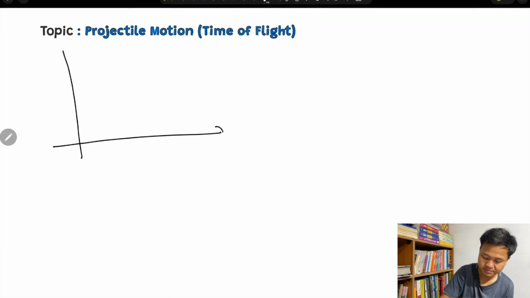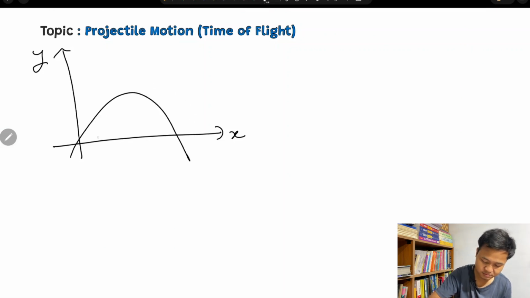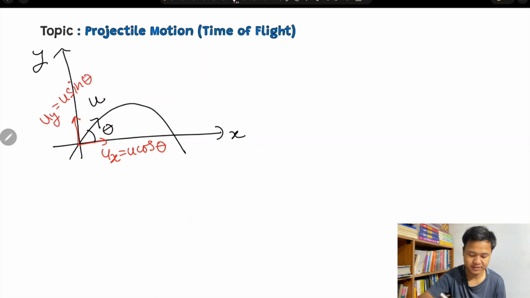So next you have time of flight. So let's draw the same projectile. So a particle is projected with speed u at angle theta. The initial ux is u cos theta, and uy is u sin theta.